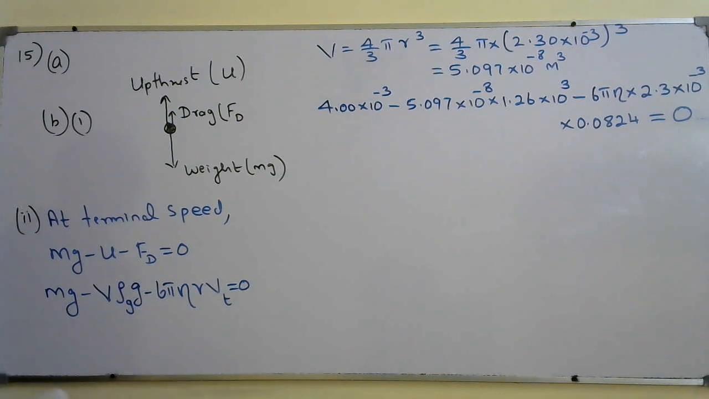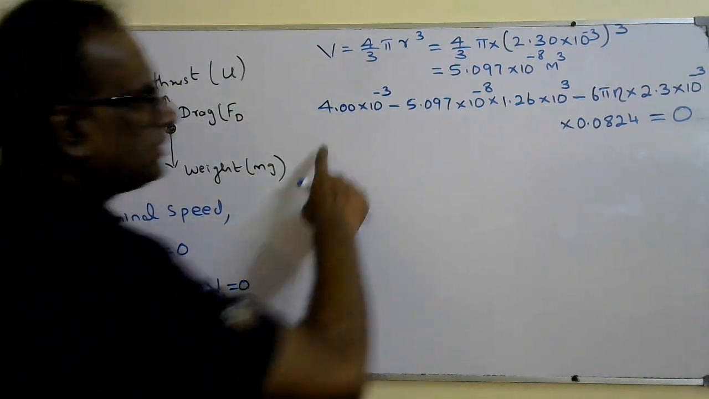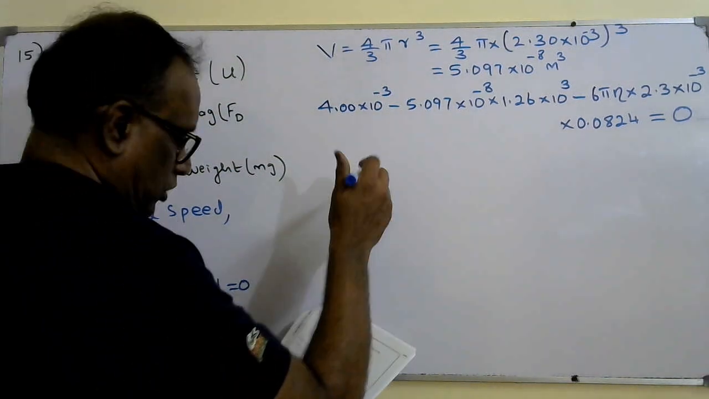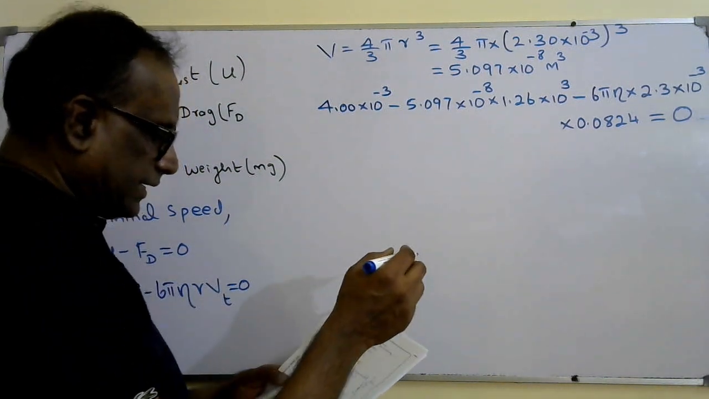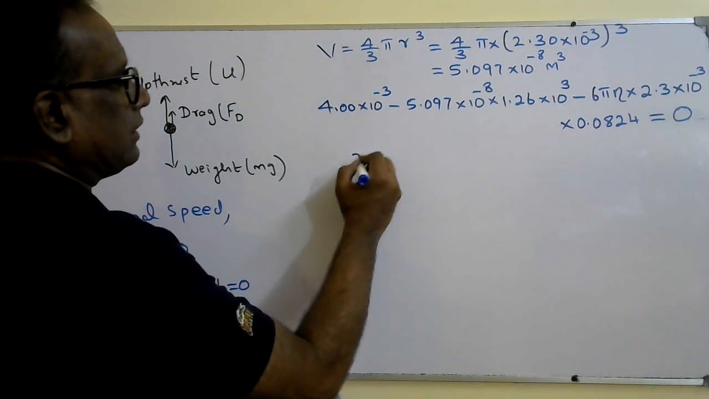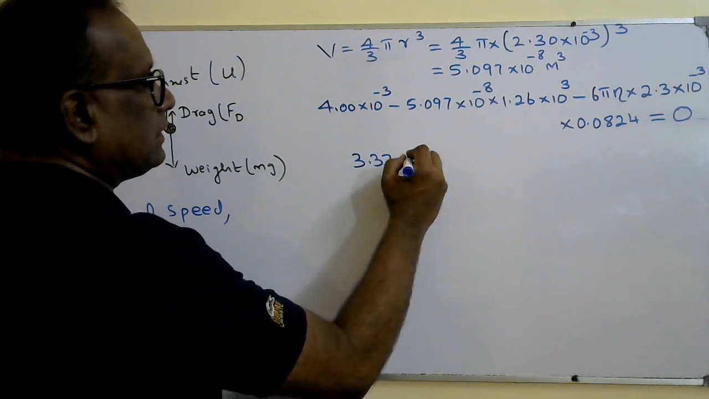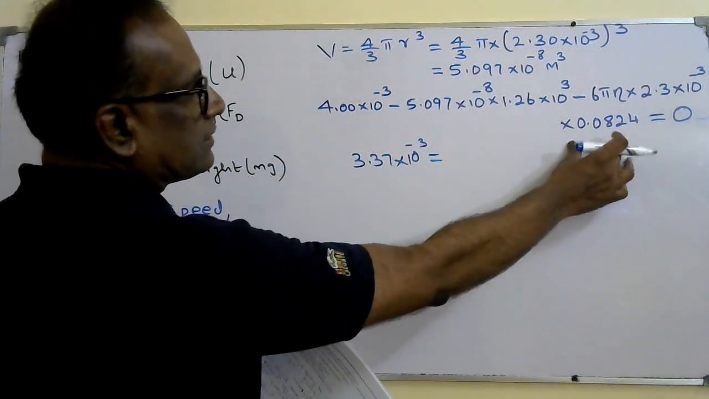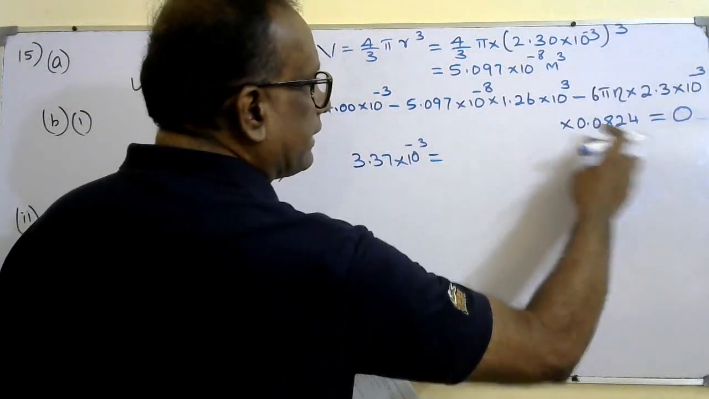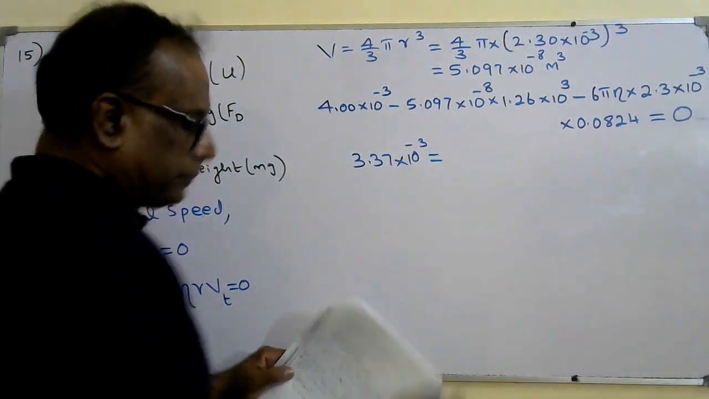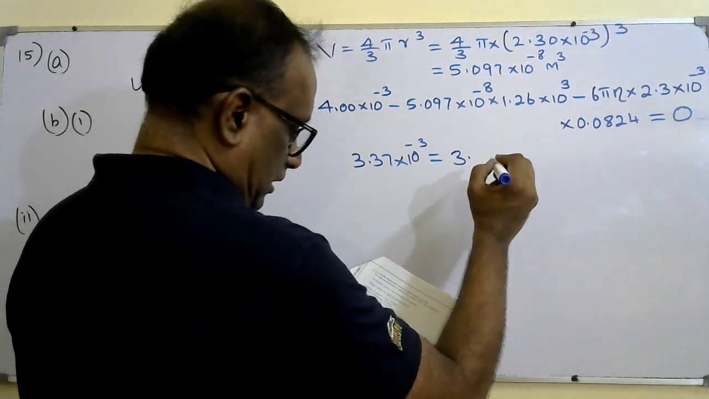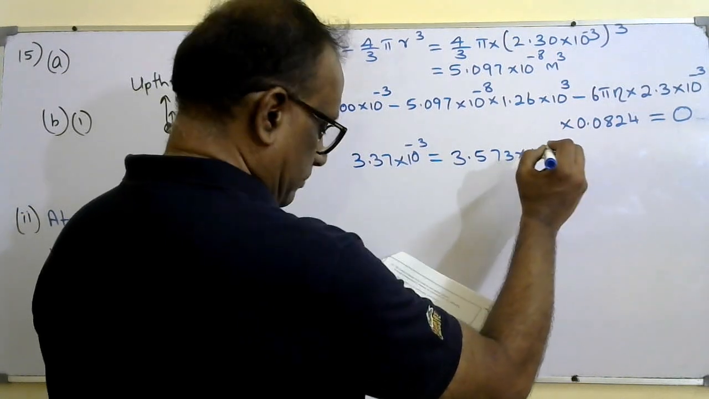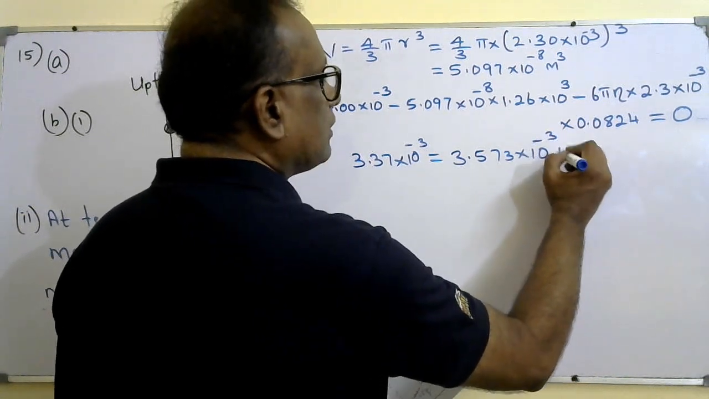Okay, now rearrange it and find eta, the viscosity, which is the only unknown. So solve this one. If you solve the left side, it is 3.37 × 10^-3. Then take the other quantity to the right, so that becomes 3.573 × 10^-3 eta.